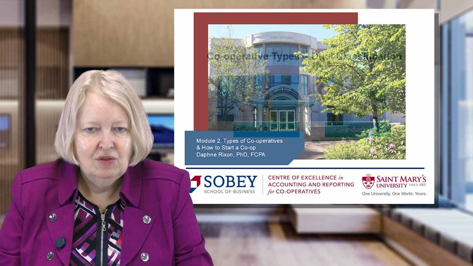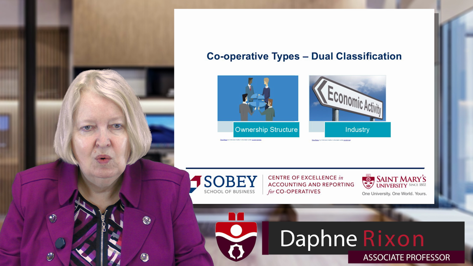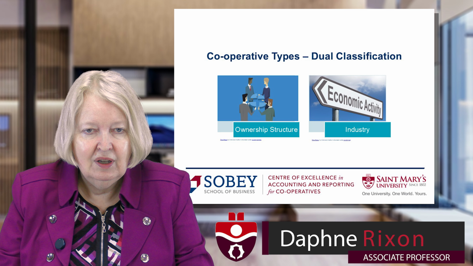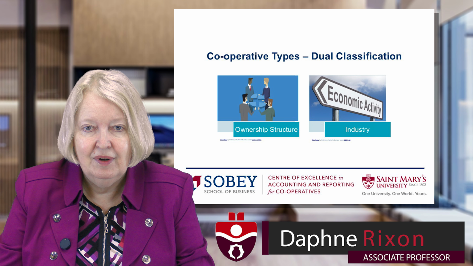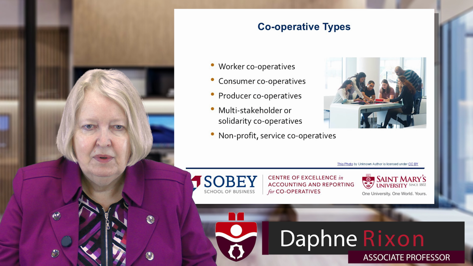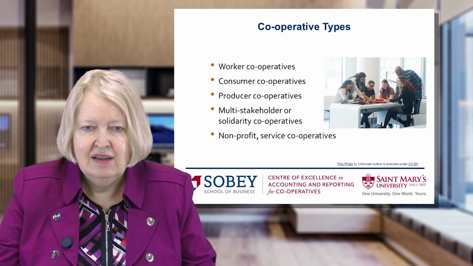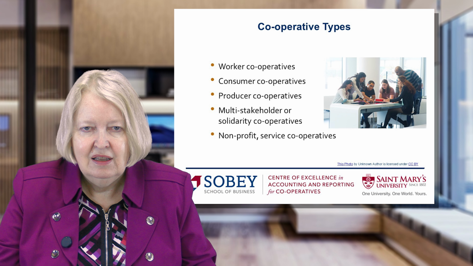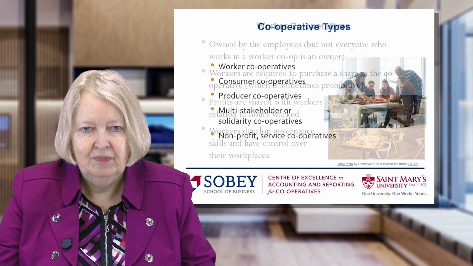In this module, we're just going to go over the different types of cooperatives. There are two ways to classify cooperatives: you look at the ownership structure versus the industry in which they operate. In terms of cooperative types, there are worker co-ops, consumer co-ops, producer co-ops, multi-stakeholder co-ops, and not-for-profit service co-ops. In the next few slides, I'll review each of these categories.